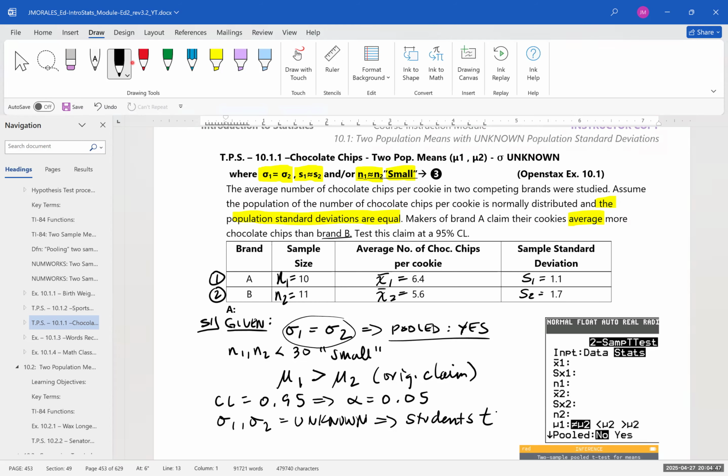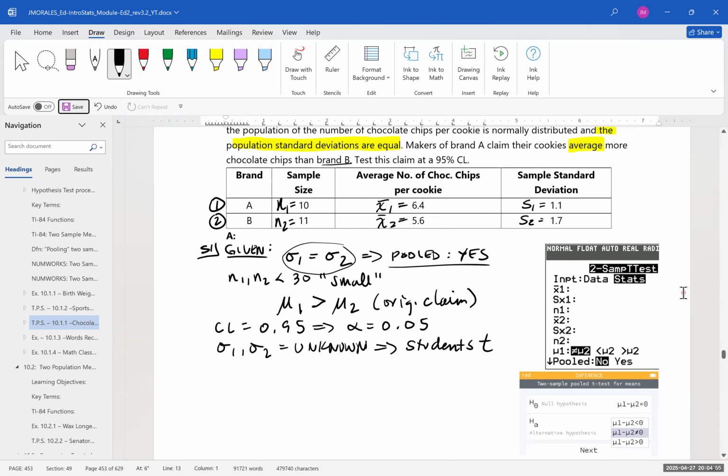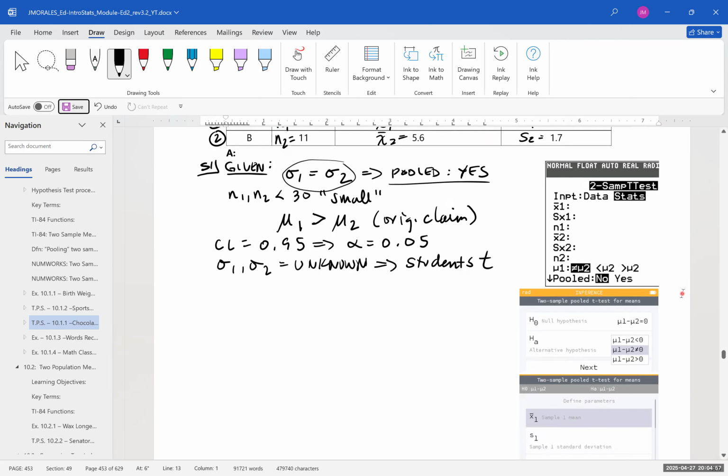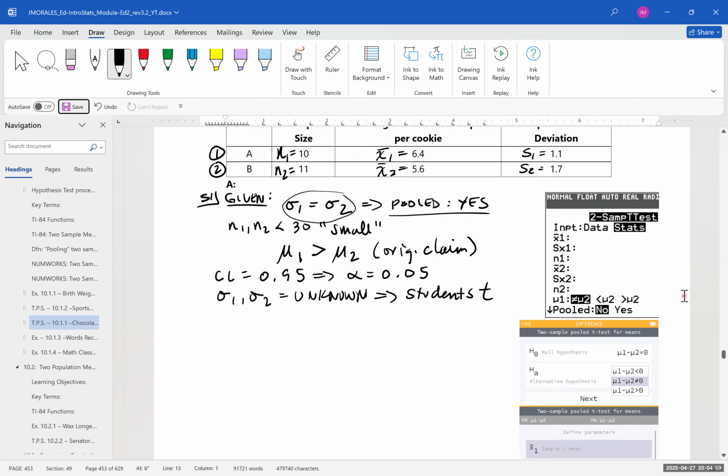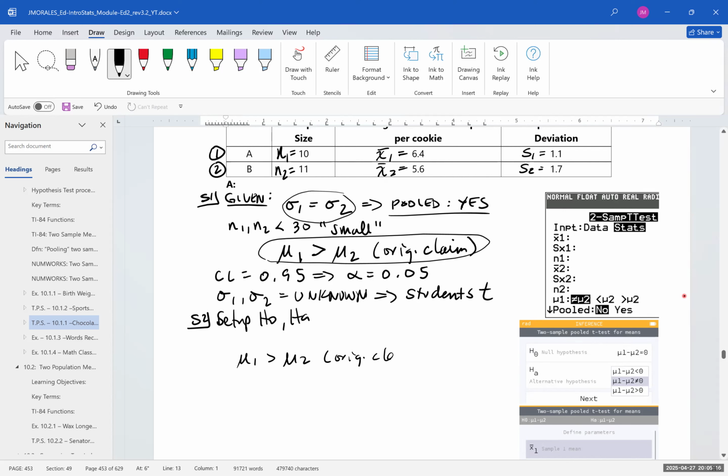Okay, student's t. All right, so I think that's everything that we need for step one. So step two is going to be to set up our null and alternate hypothesis. Okay, so we have one of our hypotheses here, mu1 greater than mu2. That is our original claim.